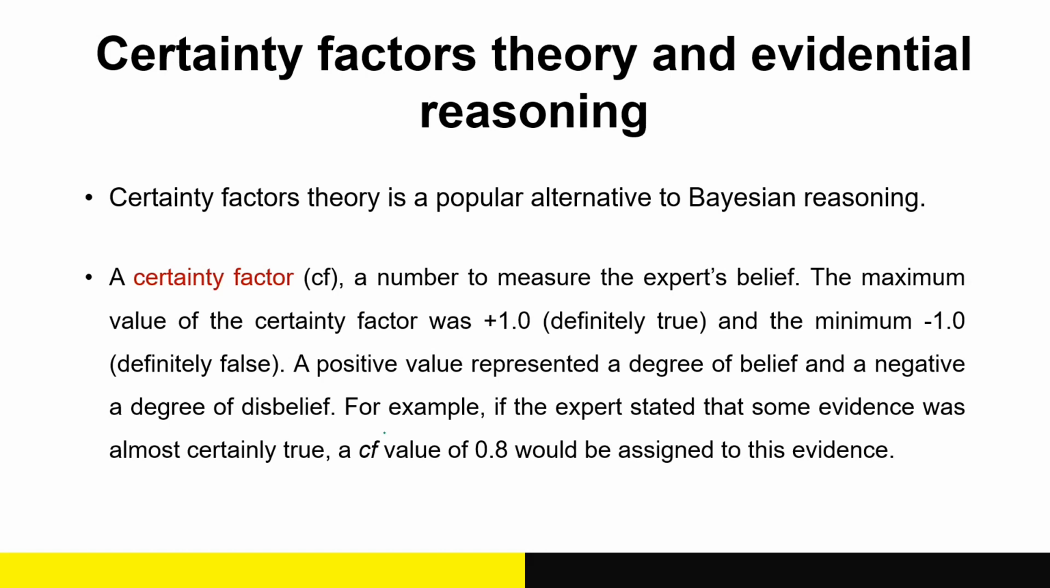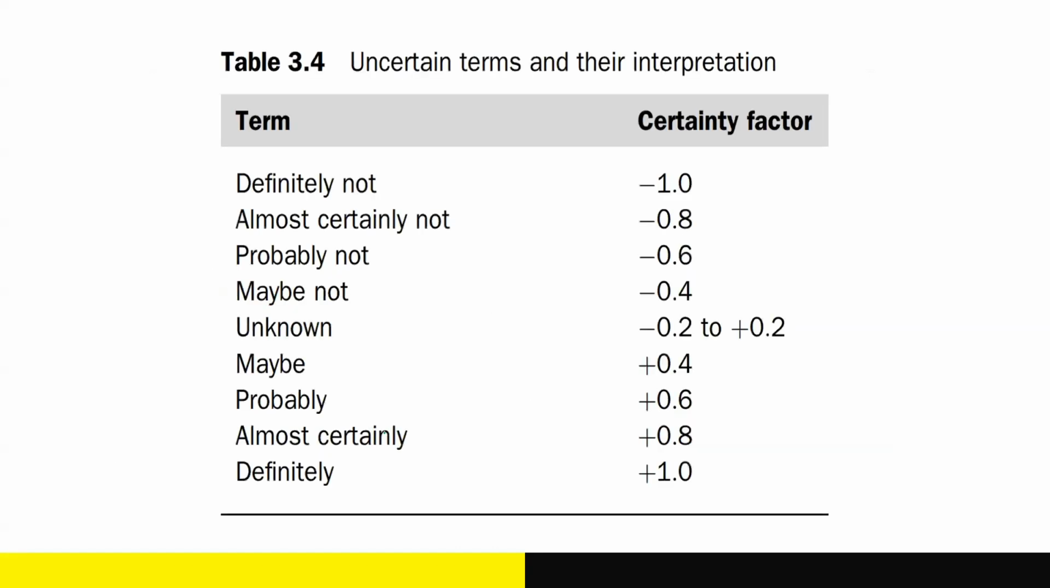A certainty factor is a number to measure the expert's belief. The maximum value of the certainty factor was positive 1, definitely true, and the minimum is negative 1, definitely false. A positive value represented a degree of belief and a negative a degree of disbelief. For example, if the expert stated that some evidence was almost certainly true, a certainty factor value of 0.8 would be assigned to this evidence. So these were the uncertain terms and their interpretation based on MYCIN.